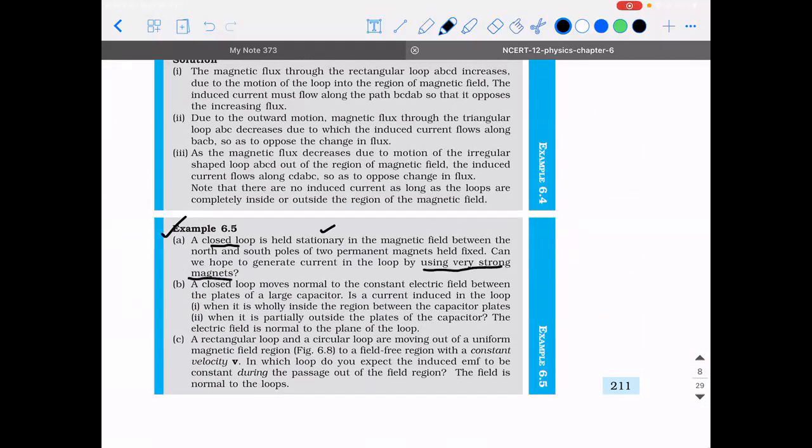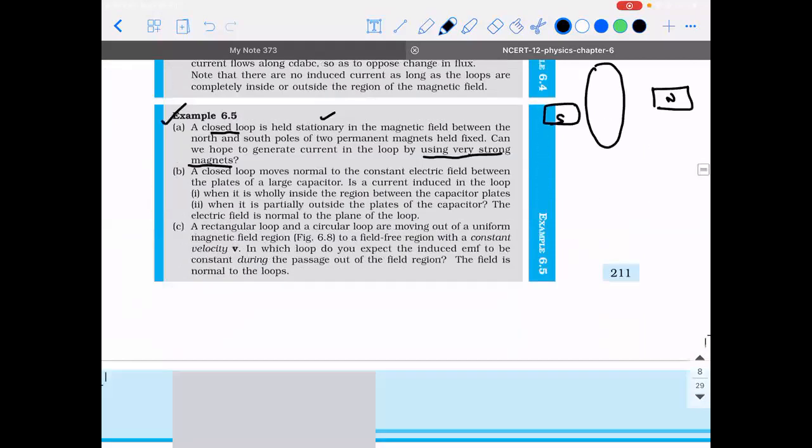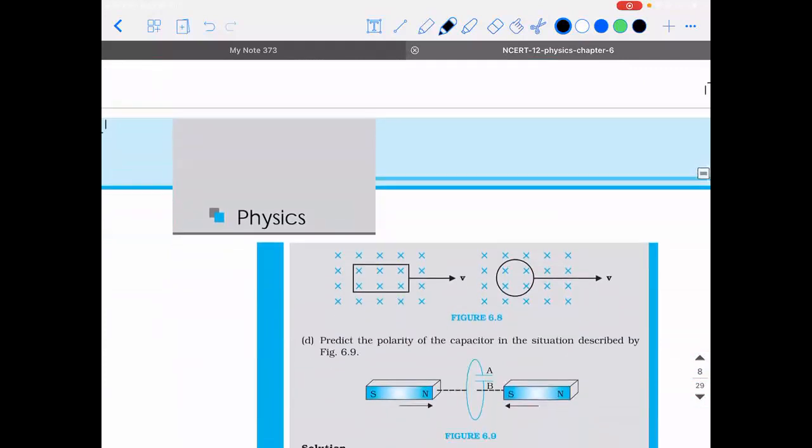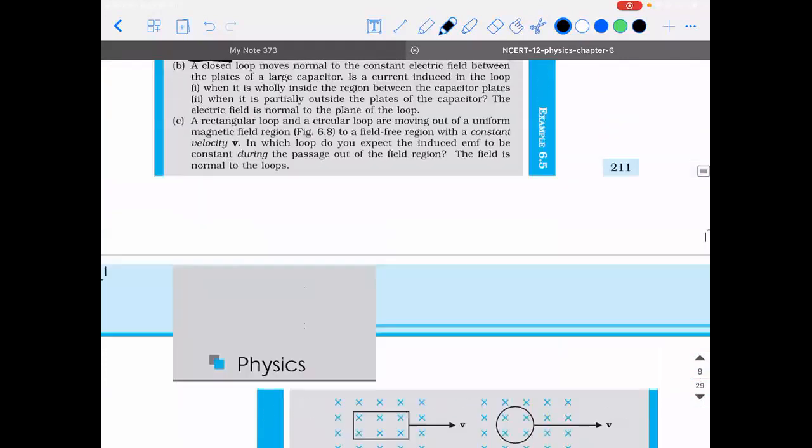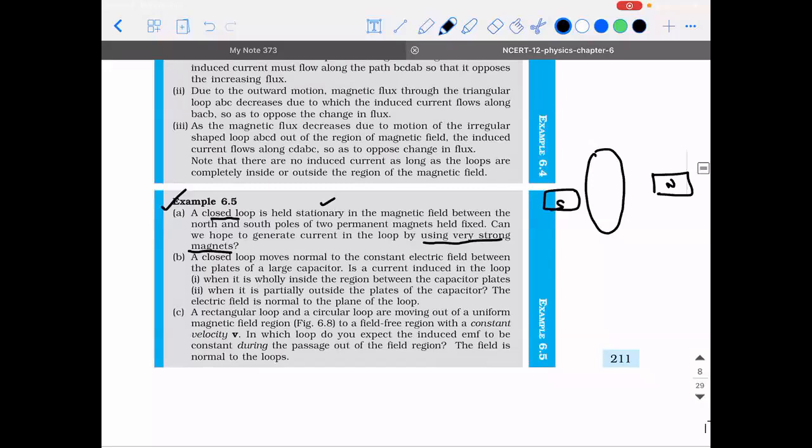What they're trying to say is there is a closed loop. The closed loop is held between a north pole and a south pole of two permanent magnets. They're asking, can we expect that a current is going to get generated in this? Is it possible?